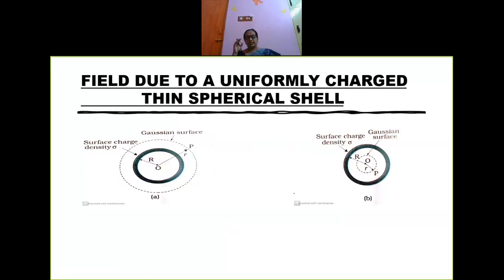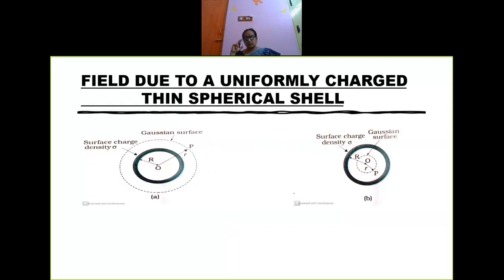Okay, so the electric field at every point on the Gaussian surface will have the same magnitude, and the direction is along the radius vector. Because it is a spherical surface, every point will have the same value of electric field, and the radius vector is from the point O, it is along the radius vector.